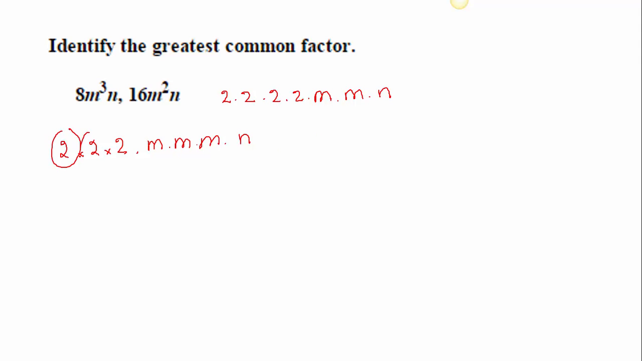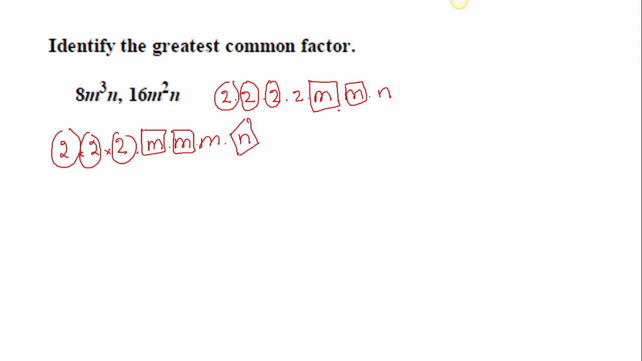We have 3 2's. So we're going to take the 3 2's here. We have 2m as a common factor, and then we have 1n here. Okay, and this is called my greatest common factor. 2 times 2 times 2 would be 8. M times m is m squared, and then n. This is my GCF.